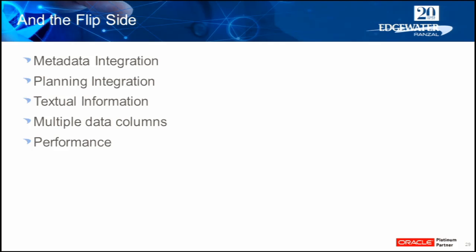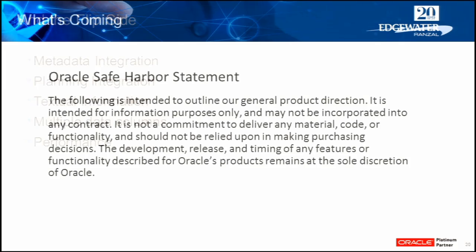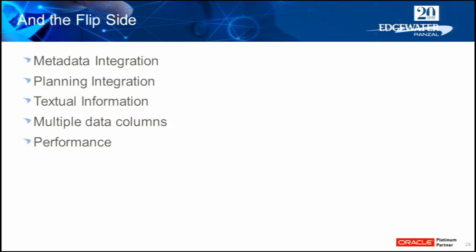All right, so what does FDMEE not do well? Metadata integration, planning integration, textual information, multiple data columns, meaning I've got my accounts or measures across the column, and then performance. So let me actually talk to those. Metadata integration. FDMEE has the ability to integrate metadata from EBS or PeopleSoft. It doesn't do a great job, in my opinion, because it doesn't reflect any enrichment that you've done to that master data after the fact.